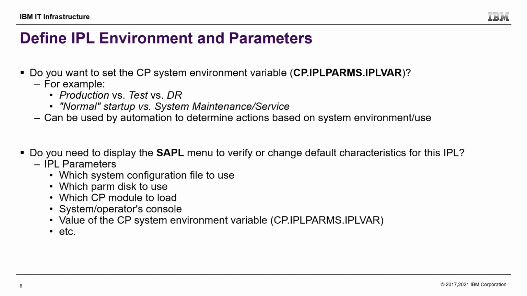CP.IPLPARMS.IPLVAR. It's defined with the IPL parameter. You can use that with some of your automation later on to help determine what environment am I in, and therefore what actions do I want to take that might be different from one of the other environments. So you can set it to production, test, as you see there, or just say it's normal. I'm doing a normal startup, or I'm doing a service startup, or whatever makes sense to you.